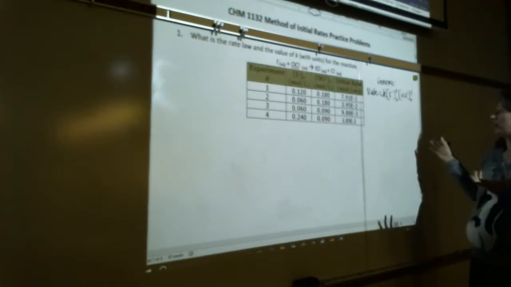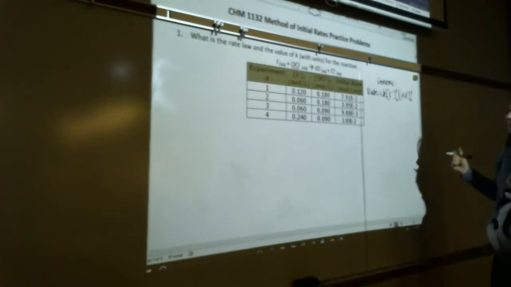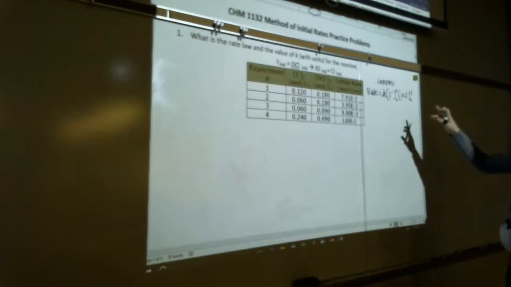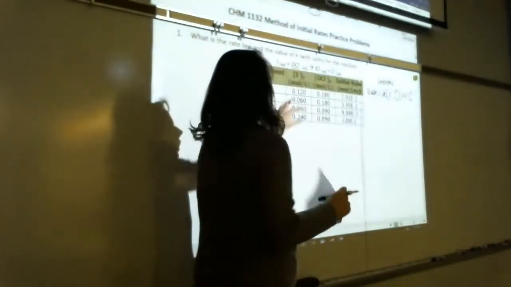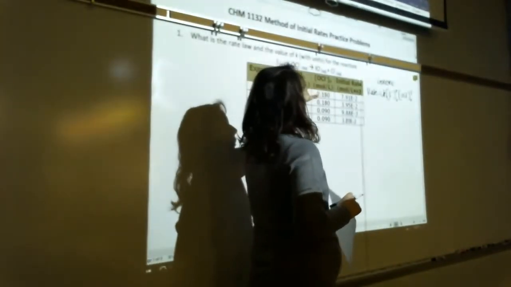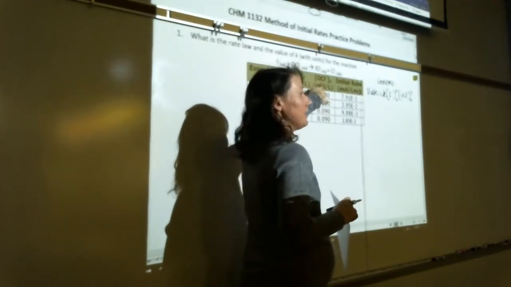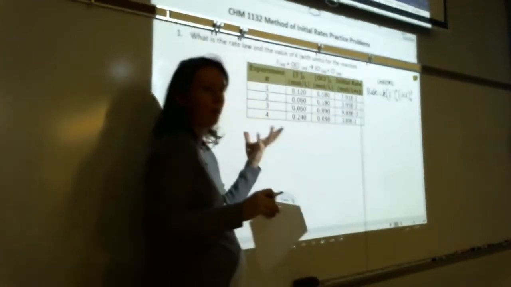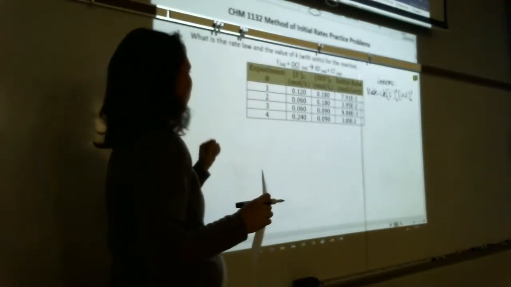Right? So we want to solve for X and Y in order to have a specific rate law, right? So to find X, let's do X first. We want to pick a pair where iodide is changing and hypochlorite is staying constant, right? Because we want one of them to cancel out. We can't have one equation with 2 unknowns. That would be impossible for us to solve.